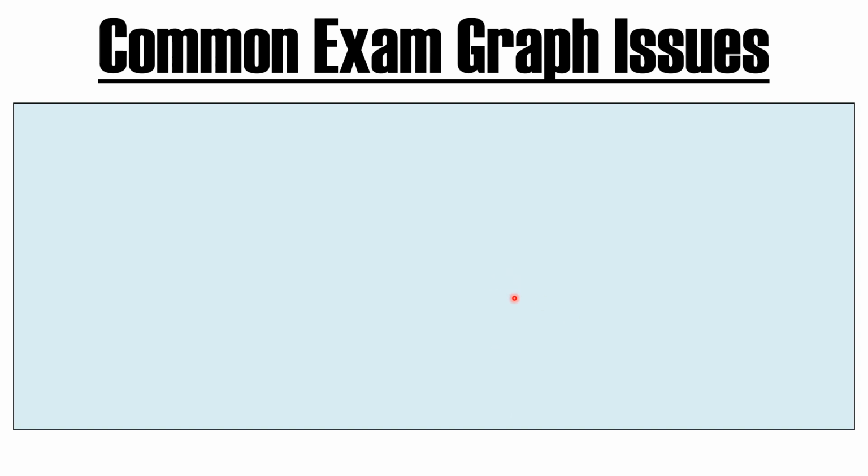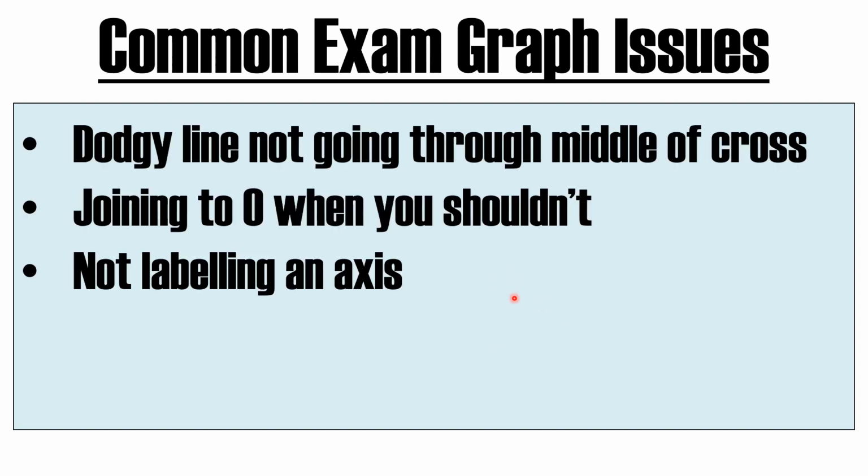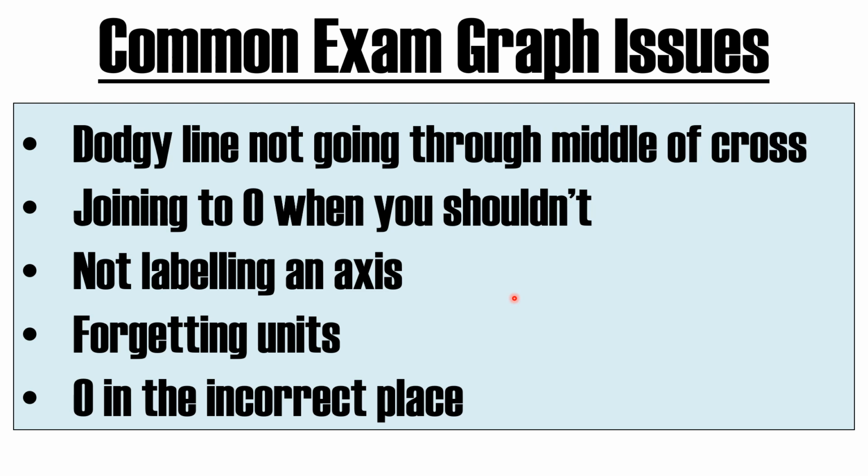For the line graph, just some common issues that people tend to have, mistakes that people made. Dodgy lines going through the middle of a cross, so you want to use a nice sharp pencil and ruler. Also joining to 0 when you shouldn't. You only join to 0 if 0 is in the table.